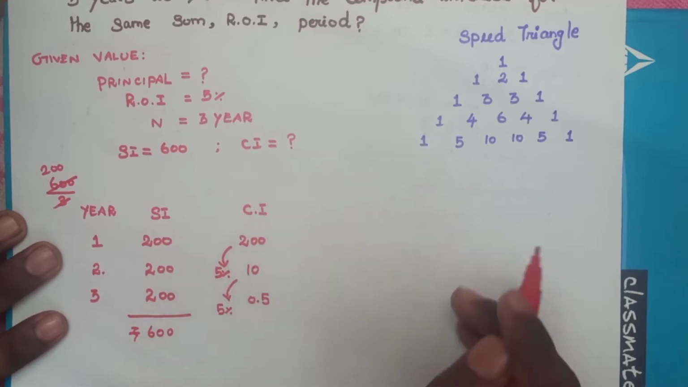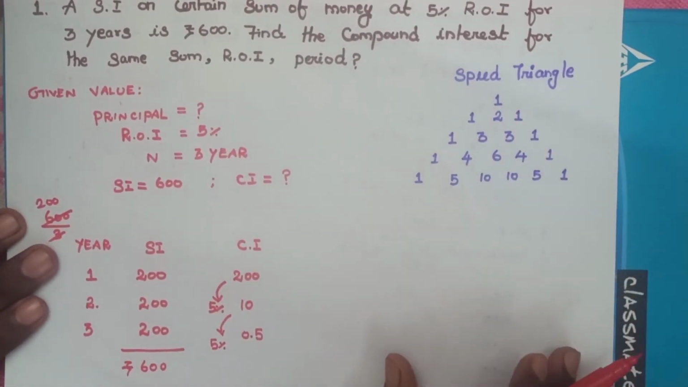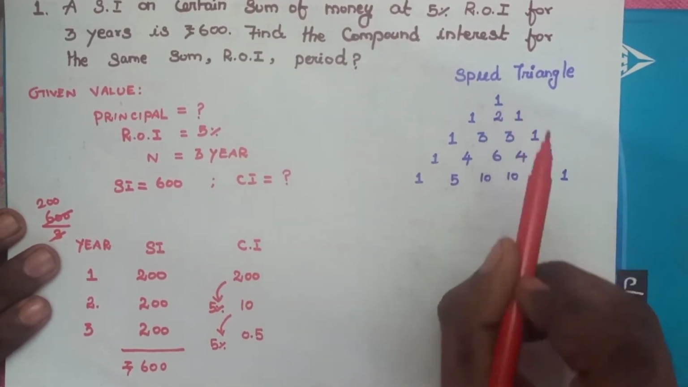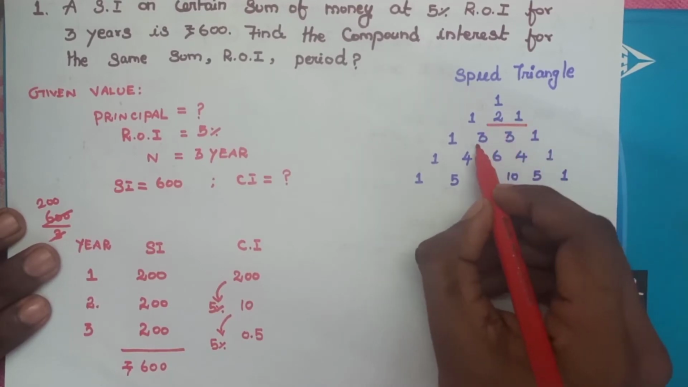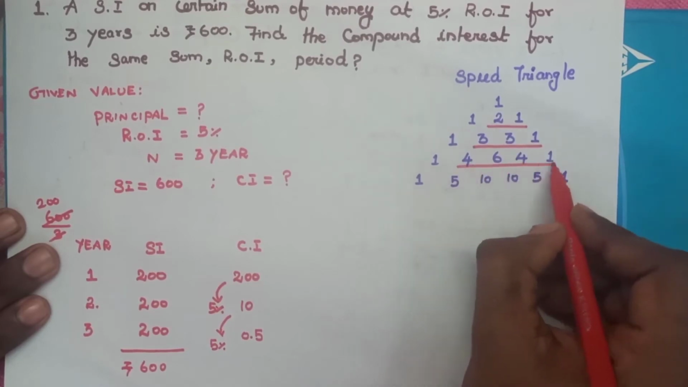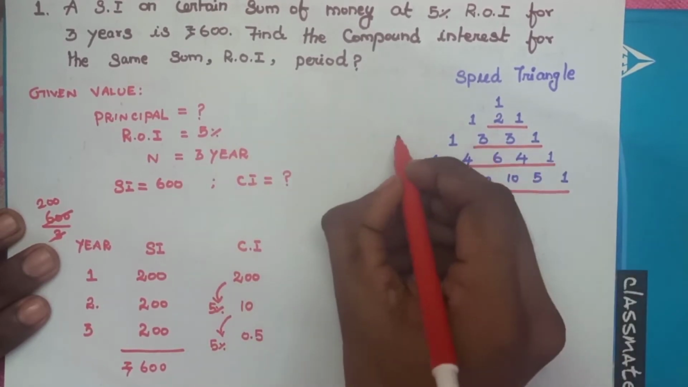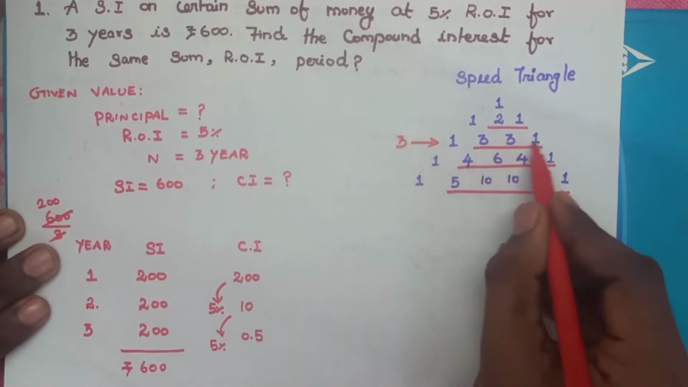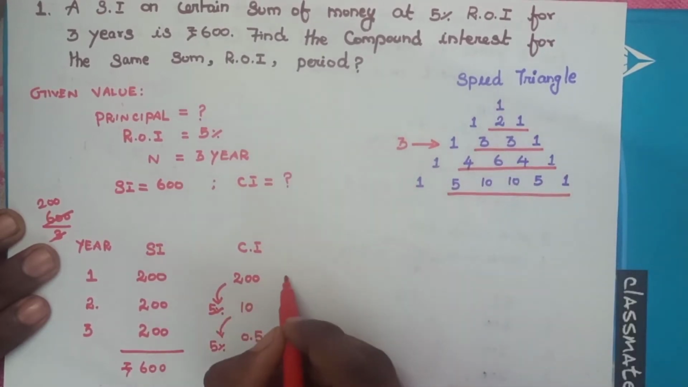0.5, right? And now let me show the speed triangle, and it's mainly applicable to the compound interest scheme. If your maturity period is 2 years, then take this row. If your maturity period is 3 years, then take this row. And we'll go on up to the number of periods, right? And here our maturity period is 3 years, right? Just take 331. Skip the 1 here, right? 331.